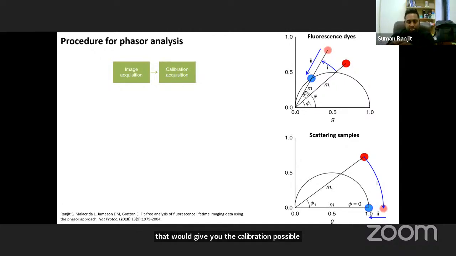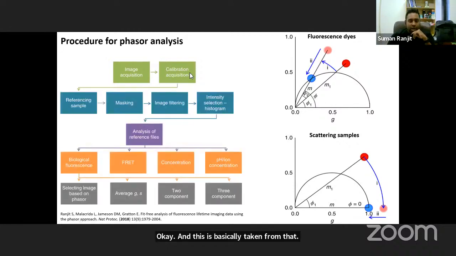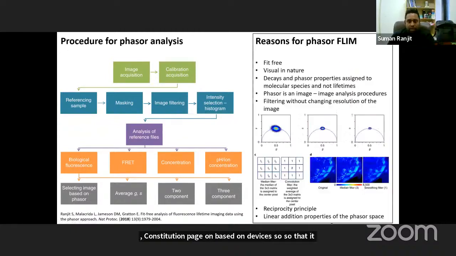So this is something that we published back in 2018 in the Nature Protocols, how to do each of these steps completely carefully. And this is basically taken from that. So once you have your calibration, you reference your sample, you can do masking, you can do image filtering, which is basically increasing the signal to noise in the phasor space without changing the actual image space. Then you can select out and basically analyze reference files based on biological fluorescence, which can be done for 2-3 components or average positions, like I showed in the last graph. You can also do free/bound ratios, concentration, pH, ion based on the biosensors present, right? So that gives us a lot of different ways to look at this system.